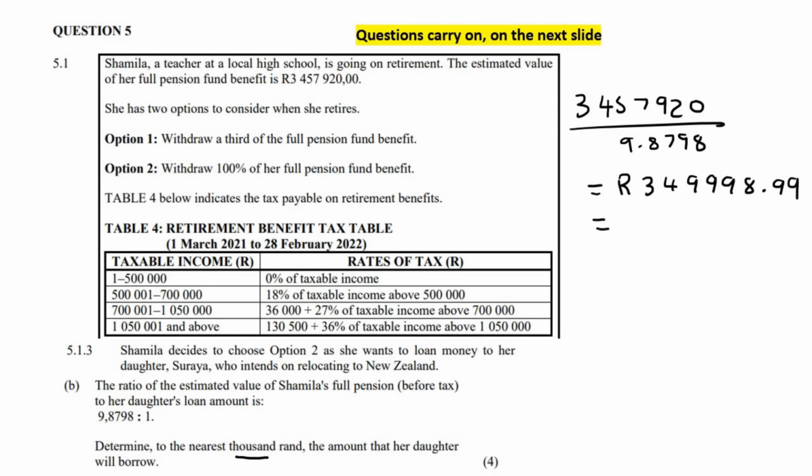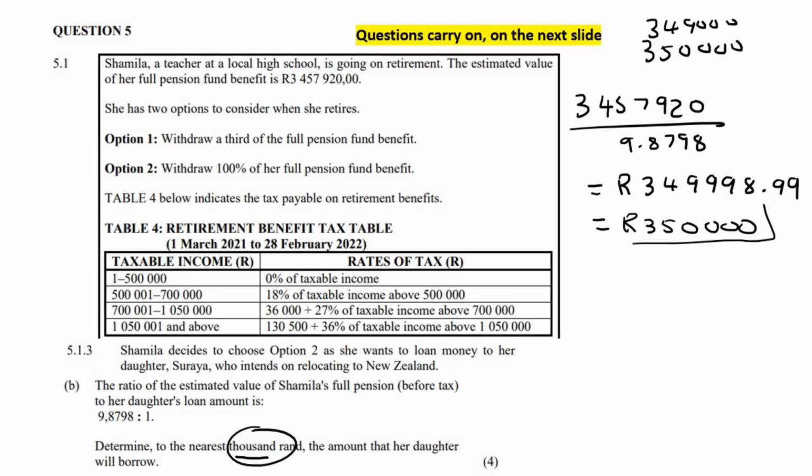Okay, now this is going to give us 349,998.99 if you round that. But they said to the nearest 1,000. So that could either go to 350,000, or it could go to 349,000. So which one is closer? Well, this is nearly on 350,000, so that's definitely the closest one. And so that is the loan amount that she's planning to give to her daughter, Soraya. Okay, that is the amount over there.